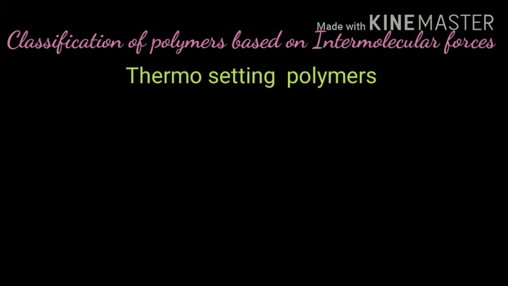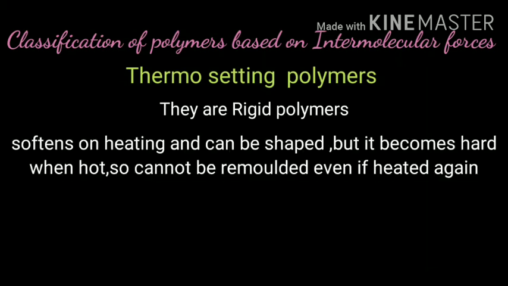Last is thermosetting polymers. They are rigid polymers, meaning they are hard. When this polymer is heated, you can provide a shape to it, but it becomes hard when it is hot. So once it becomes hard, you cannot heat it again and make it soft, and hence it cannot be remolded. What is the reason that this polymer cannot be remolded?